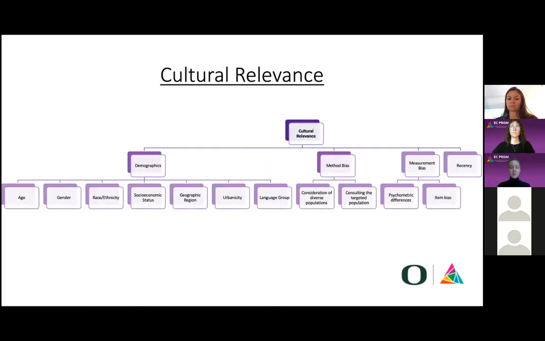This slide gives an overall picture of everything I just went over in terms of the cultural relevance scoring bucket and the 4 different subcomponents. So for more information on these and for this list, you can find it on our website for your reference.